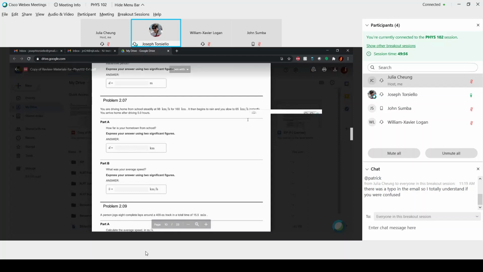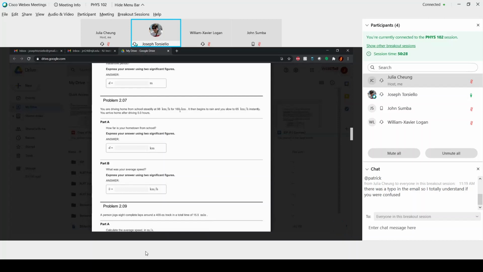And then once you're at that speed, you travel at that speed for some amount of time. It's not given, but the overall time it took you to get home, for this whole process, was about 5 hours. So, how do we break this one down? It's asking for how far your hometown is from school. Let's do that one first.